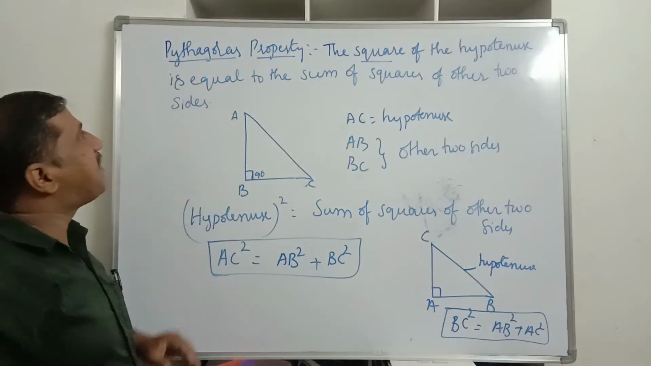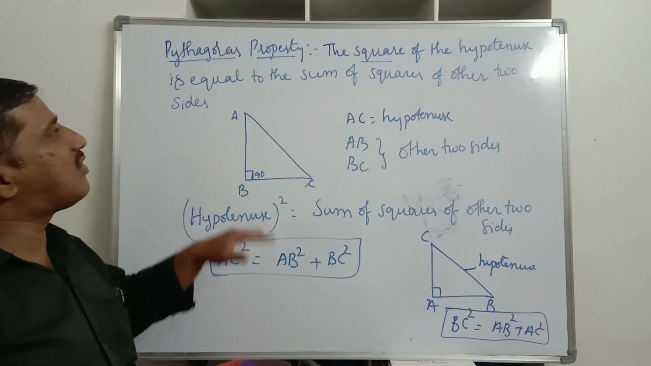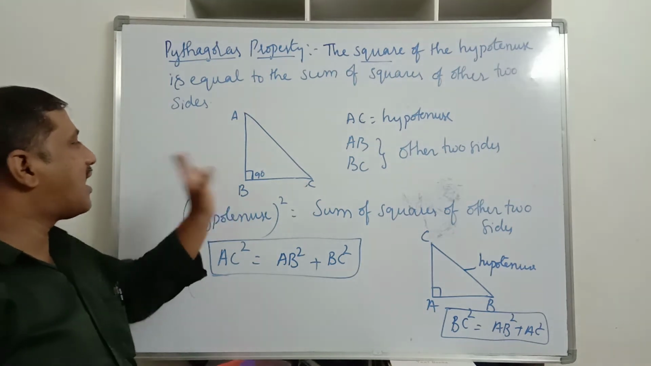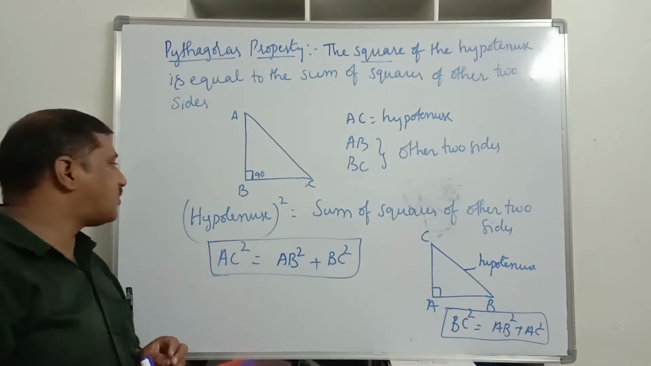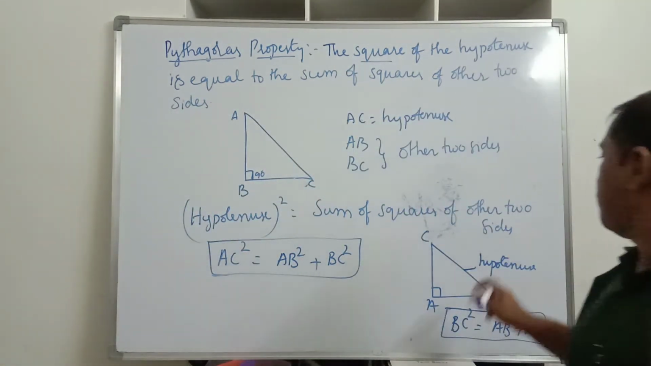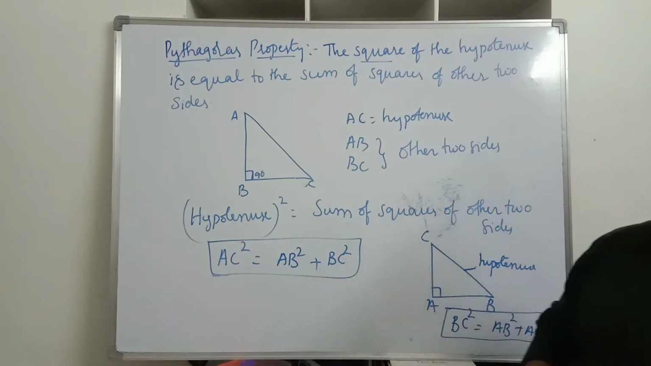So what is the statement of Pythagoras property? The square of the hypotenuse is equal to the sum of the squares of the other two sides. That is, in triangle ABC, AC is the hypotenuse, AB and BC are the other two sides. Therefore, hypotenuse square is equal to the sum of squares of the other two sides. That is, AC square is equal to AB square plus BC square.